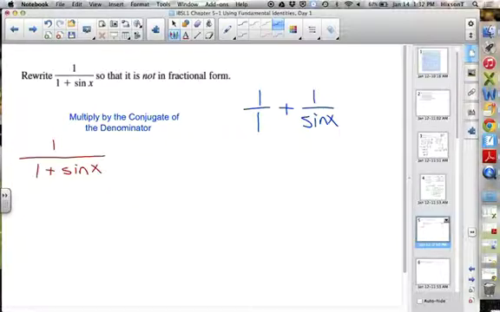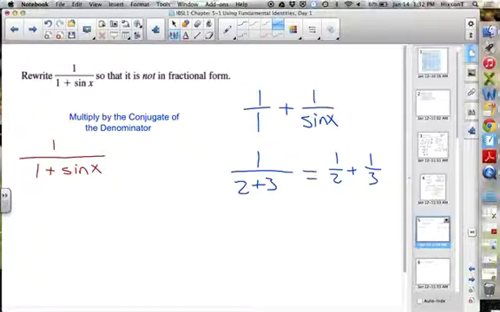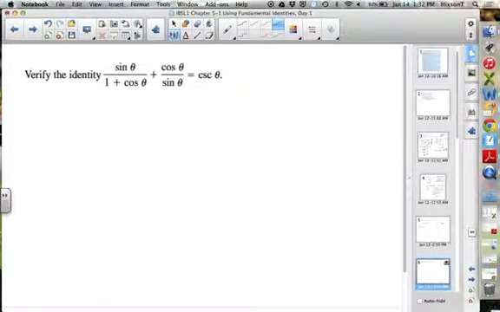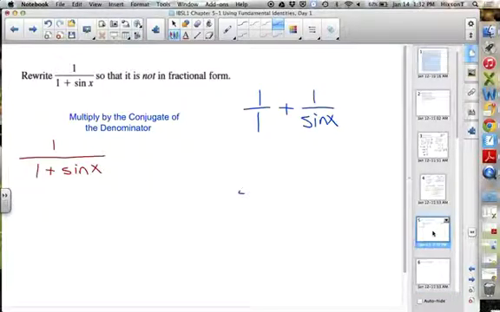All right? If you're not sure, think about it in terms of numbers. If I had 1 over 2 plus 3, what does that equal? 1/5. Okay, does that equal 1/2 plus 1/3? No, that would be 5/6. Those are a whole lot different. Okay? No. Okay, but here, we cannot do this, all right?